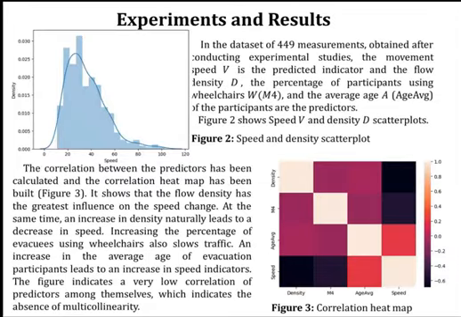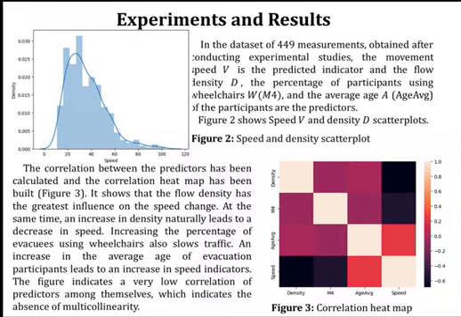So at first, you can see in figure 2 the speed and density scatter plot. Also, we explored the correlation between the predictors, such predictors as percentage of participants using wheelchairs, average age, and density. So we calculated the correlation between the predictors, and in the figure you can see the correlation heat map.